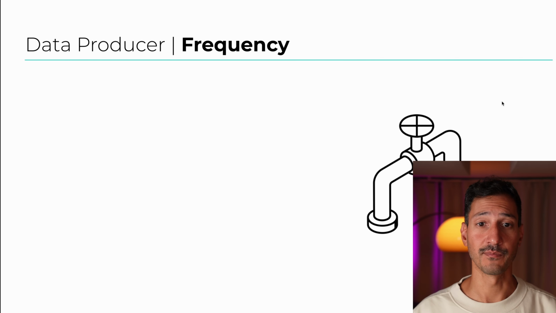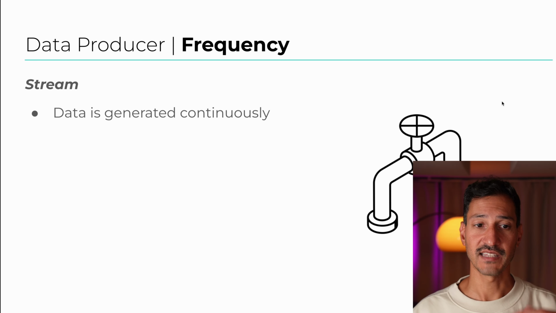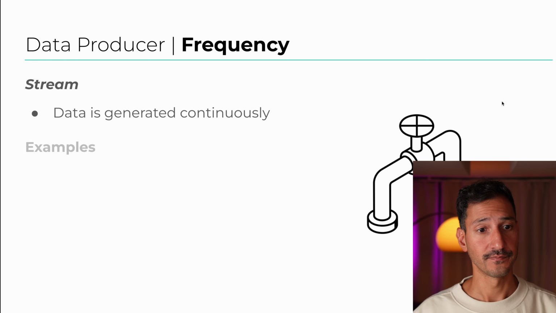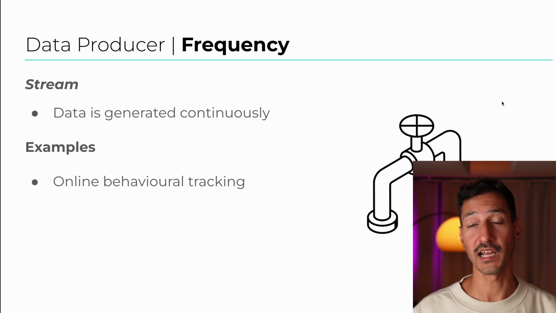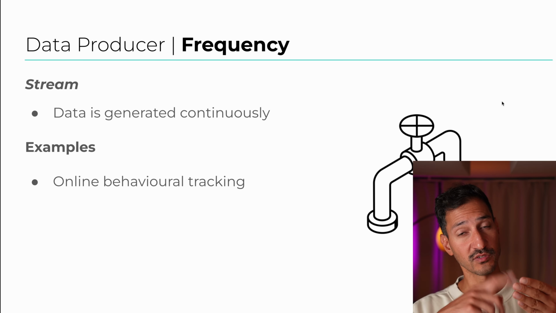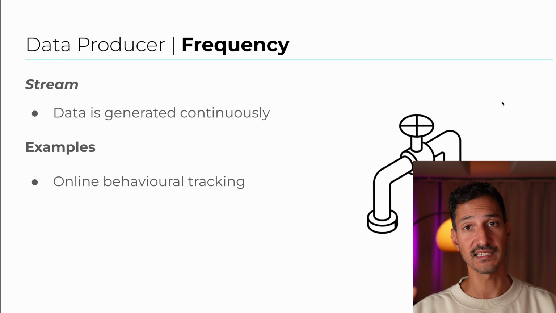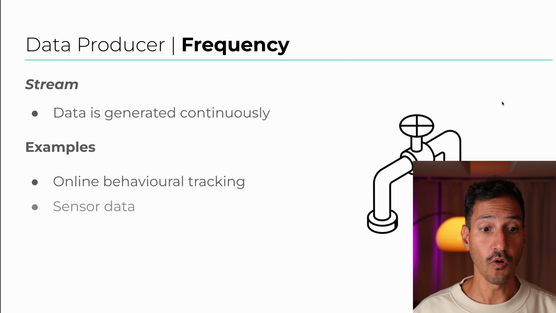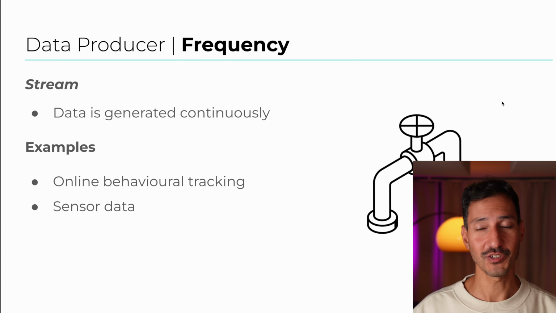The second type of frequency is so-called stream data. Here, data is generated continuously. Some examples include online behavioral tracking, so whenever a user is surfing a website, the data is constantly sent, or sensoric data coming from IoT devices.